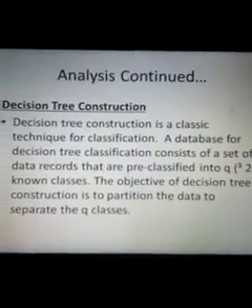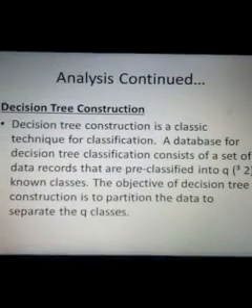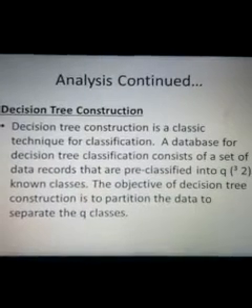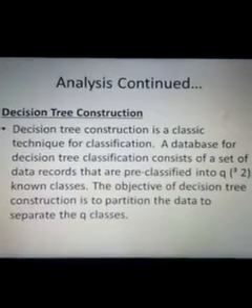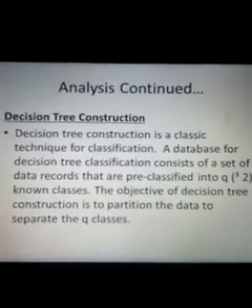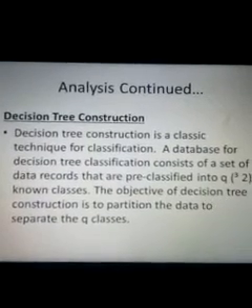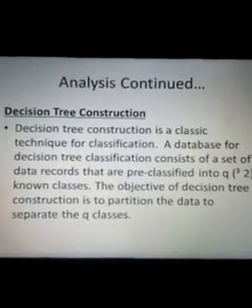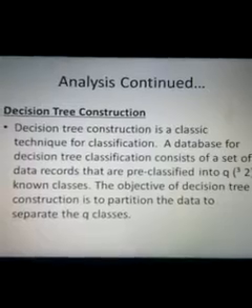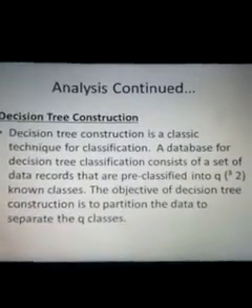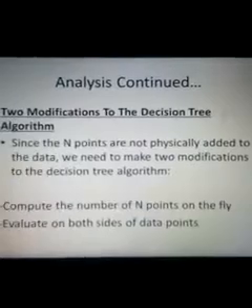Analysis continued. Decision tree construction. Decision tree construction is a classic technique for classification. A database for decision tree classification consists of a set of data records that are pre-classified into Q known classes. The objective of decision tree construction is to partition the data to separate the Q classes.